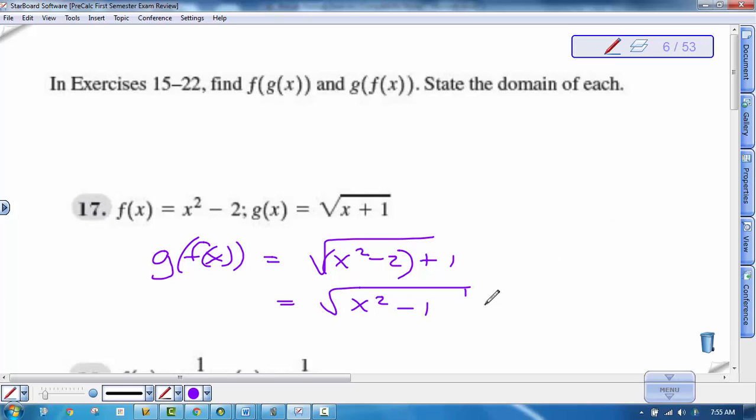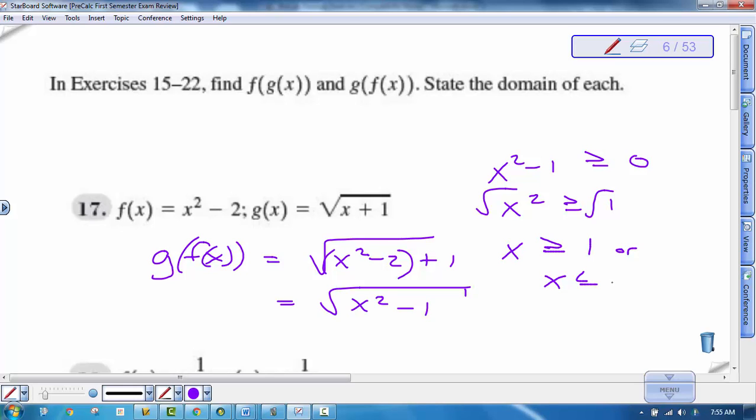So that's my function. Now, I have to look at restrictions from this. So I know that what's underneath there has to be greater than or equal to 0 because you can't have a negative underneath there. So if I solve this, I take the square root of both sides. This is a weird one. You get x can be all numbers greater than or equal to 1, or x is less than negative 1. You switch the inequality and switch the sign.